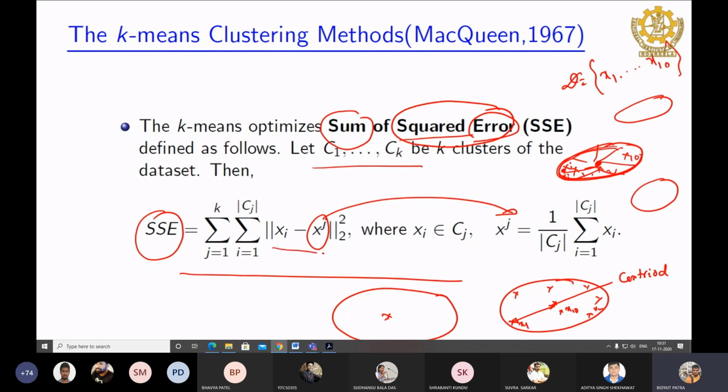And this representer, if they give the Euclidean distance and you take the square. So therefore this is the squared Euclidean distance. And you do it for i equal to 1 to |Cj|, where Cj is the number of points in the cluster. You do it for the first cluster. Once you are done, then you move to the second cluster. You do the same thing for each cluster and you sum up. So that is something called the sum of the square error.